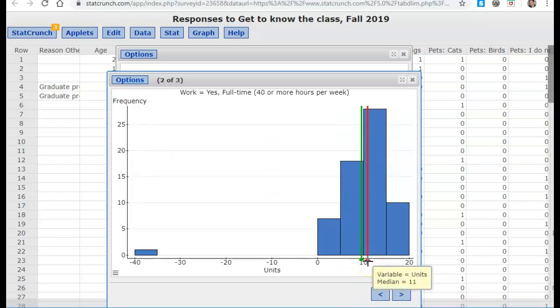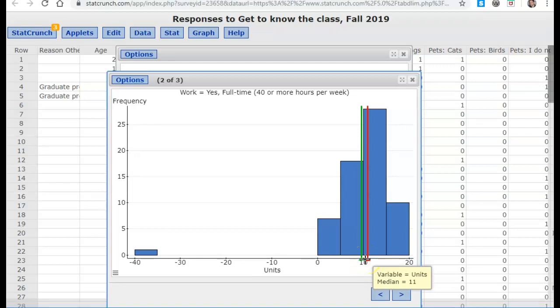People who work full-time are taking 11 units. 1 unit is 3 hours per week, so 11 units is 33 hours plus a 40-hour job. Oh my goodness!